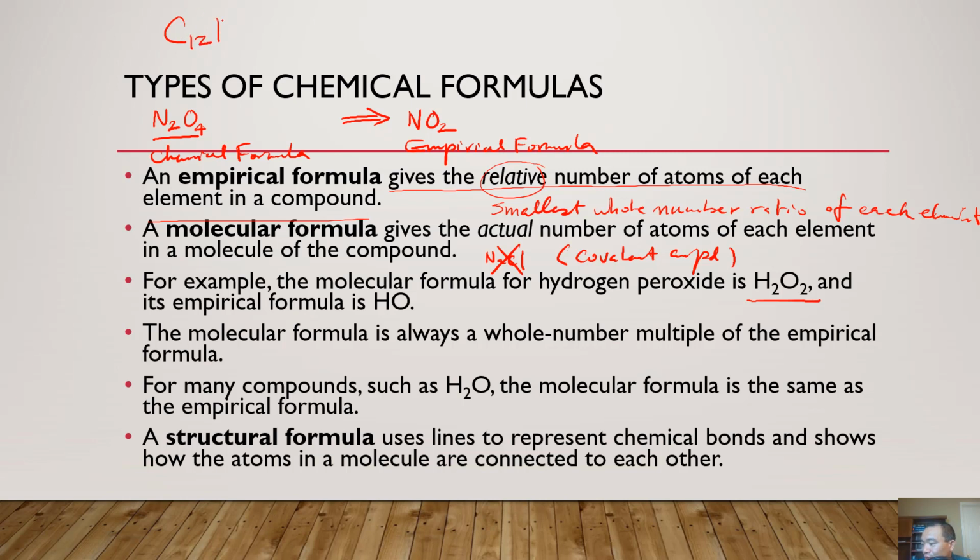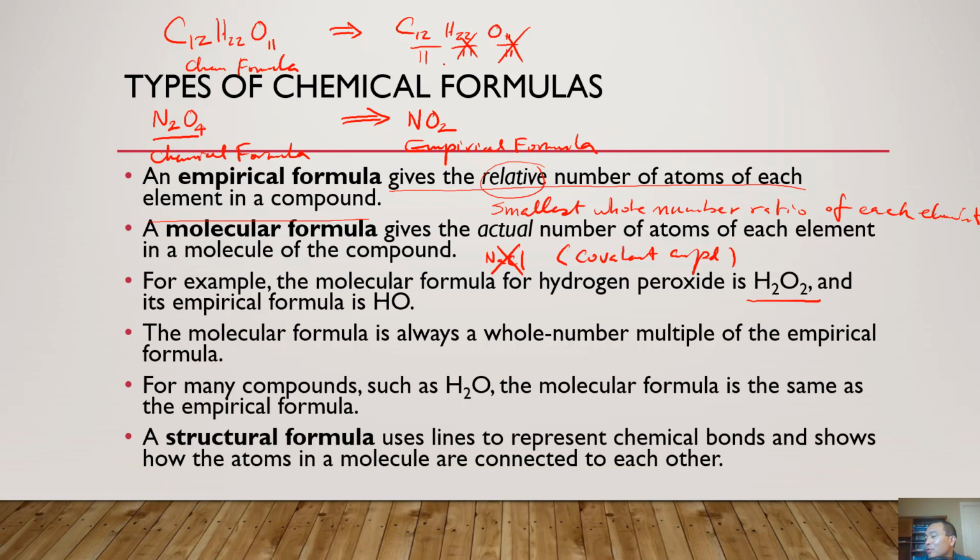C12H22O11. If this is the chemical formula, what would be the empirical formula? You might be tempted to divide by 11 for hydrogen and oxygen only, which you end up with 12, and leave carbon alone. This would be totally wrong. If you want to divide by 11 or by any number, all atoms must be divided by the same number.